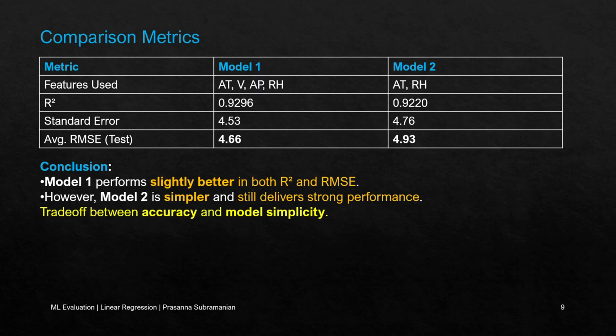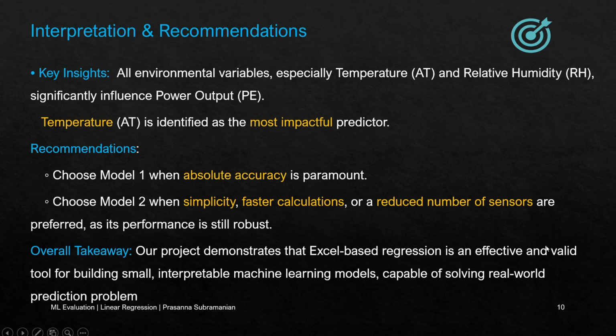So the comparison matrix: in that comparison matrix you can see it's not much different, but percentage wise it slightly differs between the models. What's the conclusion here from a selection perspective? Model 1 performs slightly better in both, however model 2 is simpler and still delivers strong performance in my opinion. So the trade-off is between accuracy and simplicity.